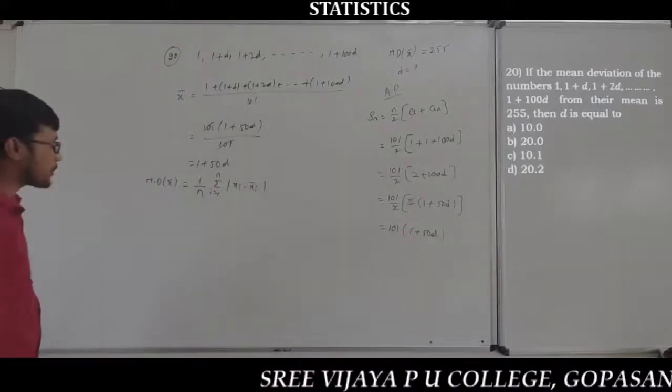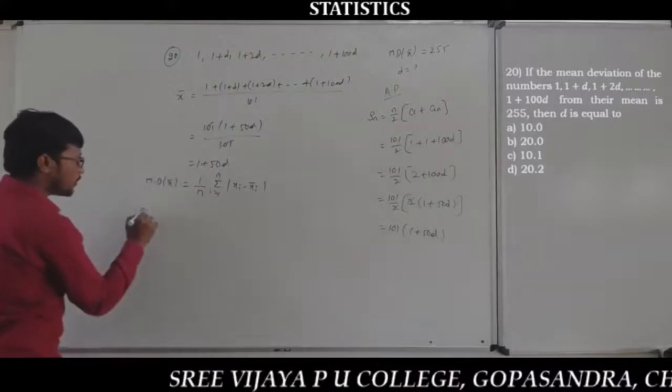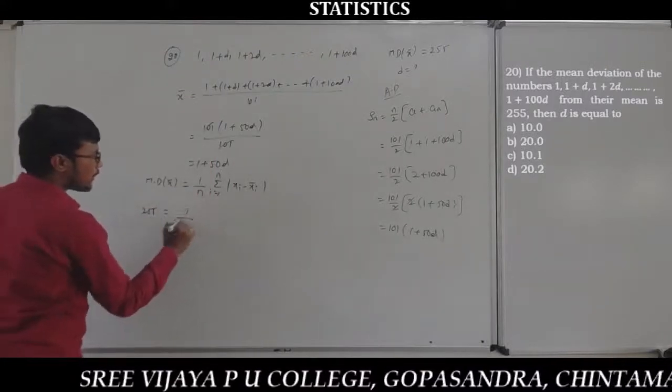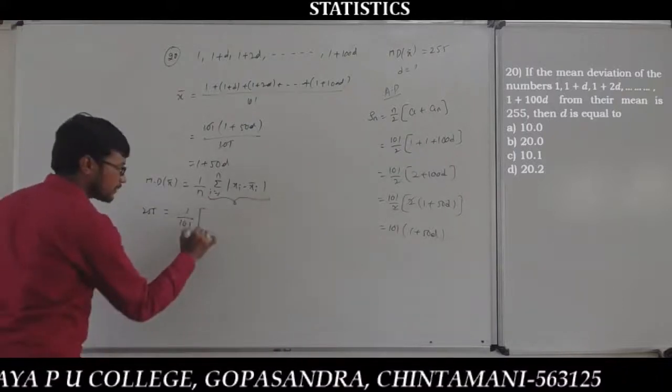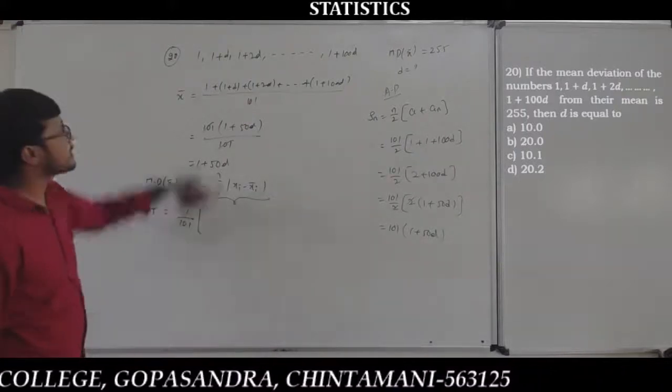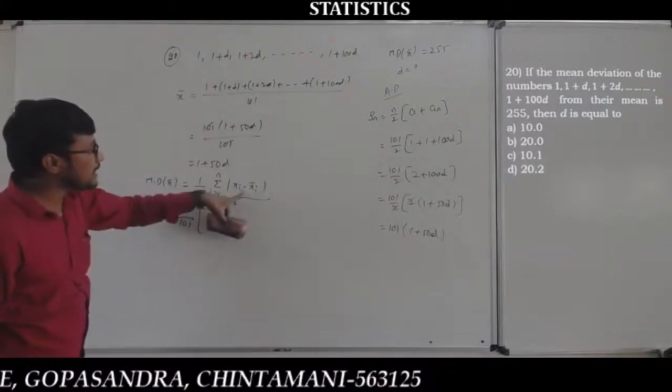Okay, this is mean deviation from mean. What is the mean deviation value? It is 255 by 101, since n is 101. So let's find this value. What is xi? xi means the first observation minus xi bar.